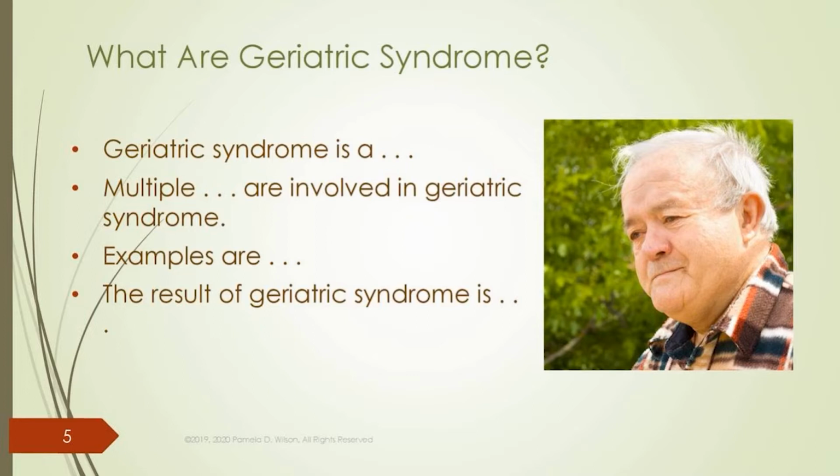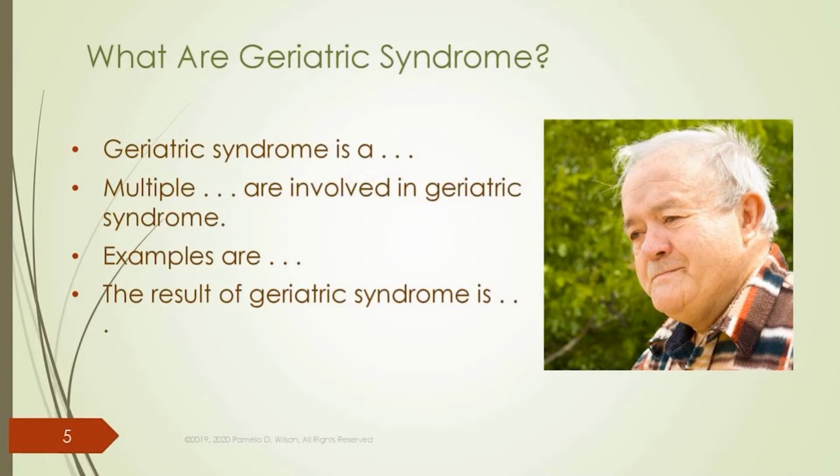Many body systems are involved in geriatric syndrome. An example, you might want to jot these down: let's say an elderly parent has dementia. Add to that a urinary tract infection. Add to that delirium, which is a state of mental confusion. Add to that incontinence. And add to that a fall. Add to that, your elderly parent may be depressed.